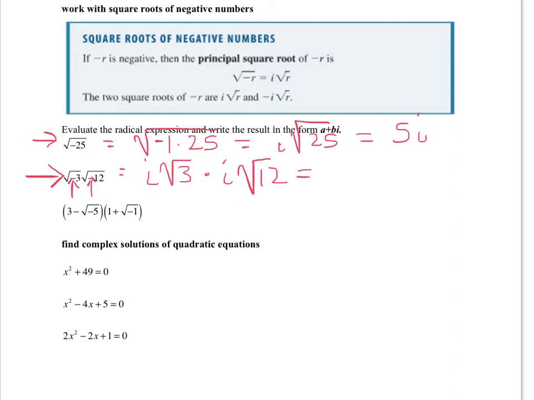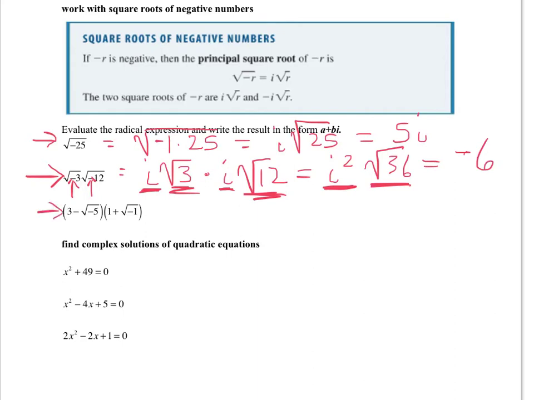We can simplify this now by multiplying this i times this i. That gives us i squared. And then we have the square root of 3 times the square root of 12. That's the square root of 36, which of course is 6. i squared is negative 1. The square root of 36 is 6, and so that gives us negative 6.